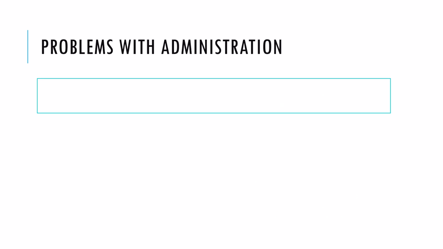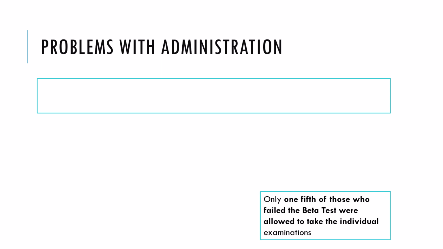So there's several problems with how these tests were administered. Obviously, the cultural bias is a problem in itself, but these are problems with the way that the tests were actually done and administered as well. So only a 5th of those who failed the beta test were allowed to take the individual exam. So if you were classified as illiterate and then you took that beta test and you failed it, only 1/5 of those people were allowed to have the individual examination, when in reality everybody should have.